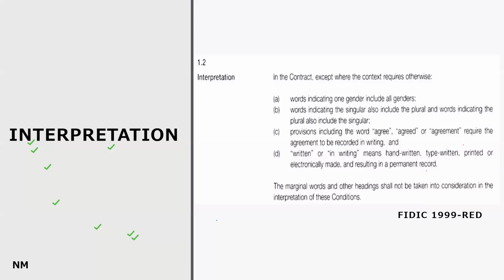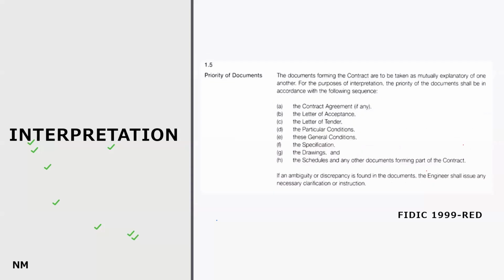And this is also another important provision given in the contract, right? We call it priority of documents, very popular among contracts managers. And here they mention a very important thing. The documents forming the contract are to be taken as mutually explanatory of one another. As I mentioned, contract documents have so many elements under a few volumes, right? And under these elements, let's take the conditions of contract.